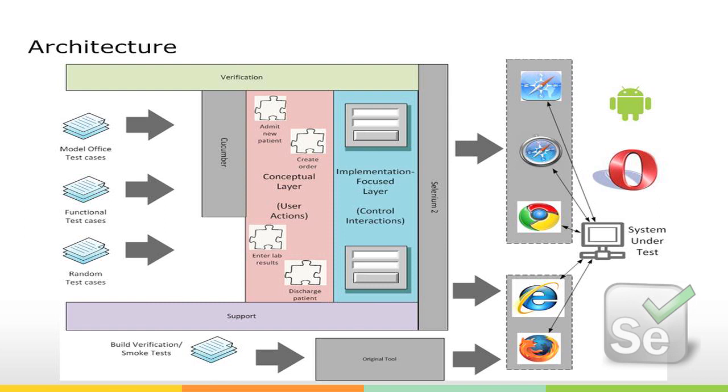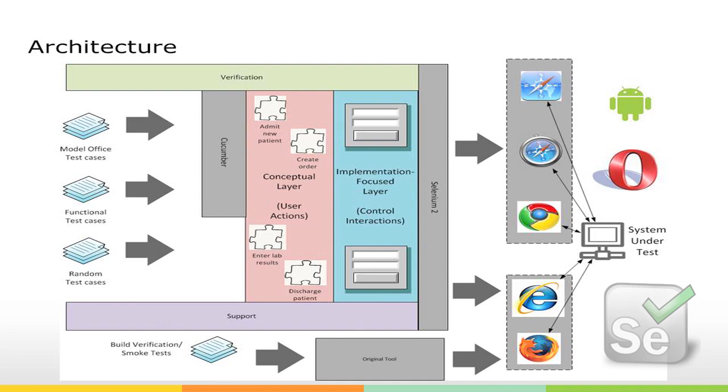And those all go through Cucumber here. That sits on top of a layer of code that is solely focused on the actions that a user is trying to do for the app. That layer, the conceptual layer, has no understanding of the actual controls on the page, the implementation. It does know the page flow, but everything there is focused around what a user is going to do. Maybe it's admit a new patient, create an order, enter lab results for a patient. And this is all in Ruby code, by the way.